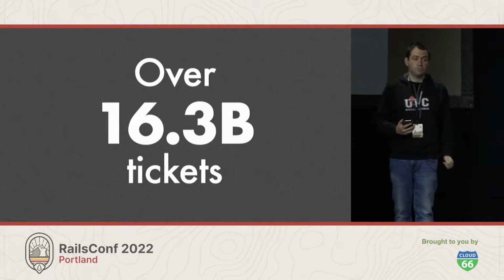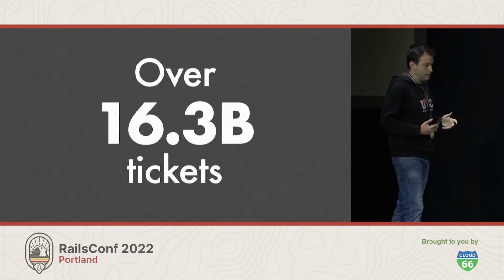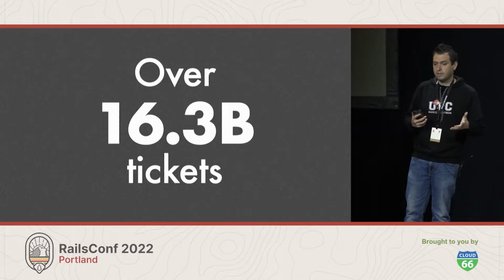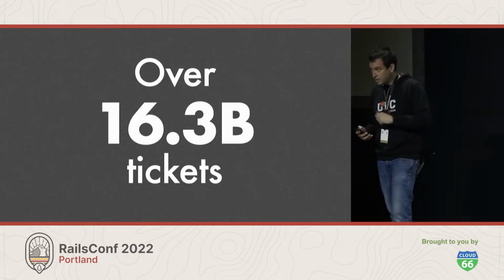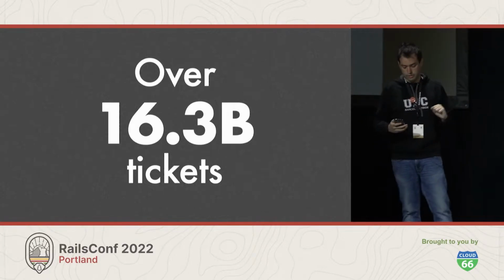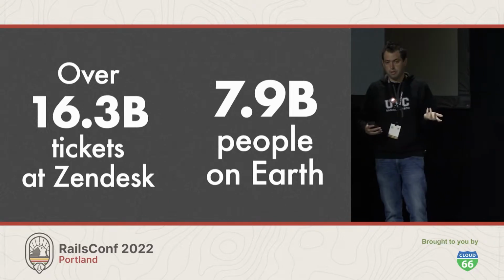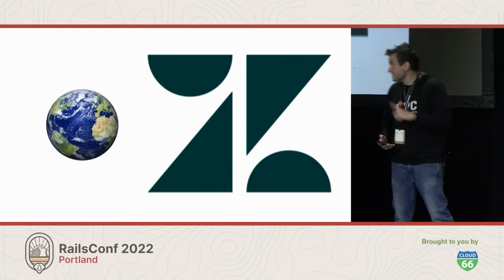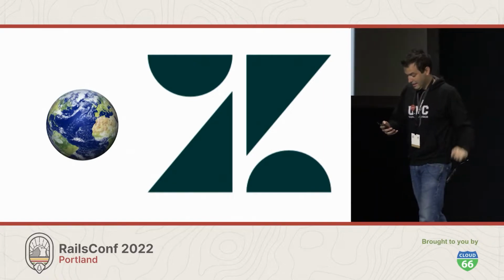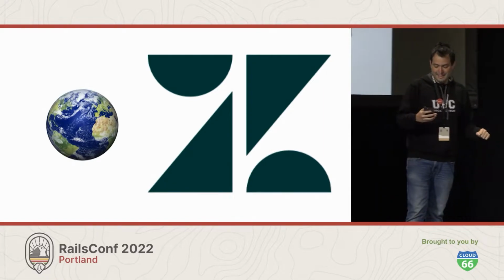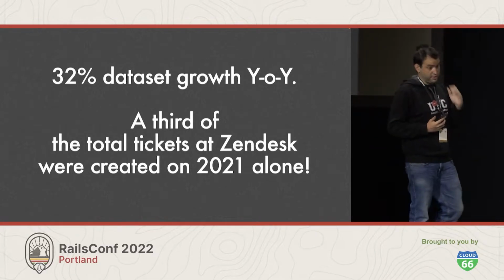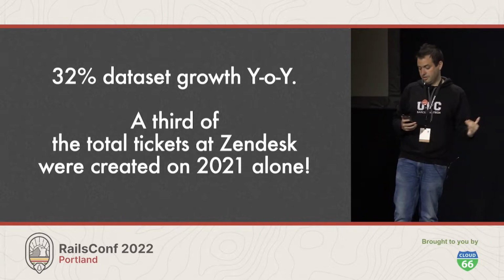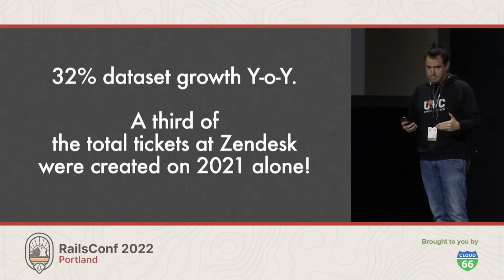So Zendesk is a customer support platform. So I would say our basic data unit is the ticket. Someone complains about, oh, the Uber didn't come, something like this. So you have 16.3 billion tickets in total. That's more than twice the population of the Earth. And moreover, we're growing. Like a third of the data at Zendesk was created during the last year. This has an impact on the data that we have in our system, obviously.